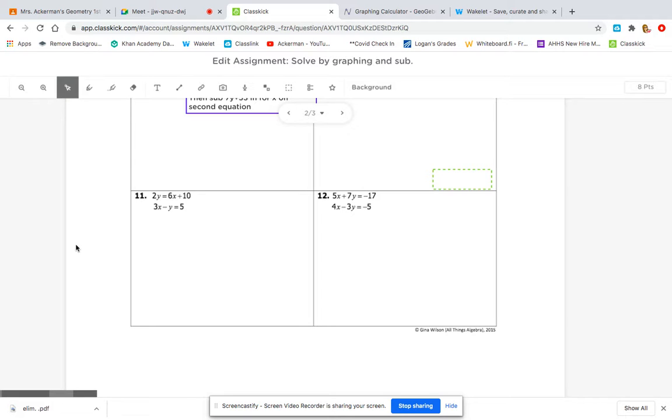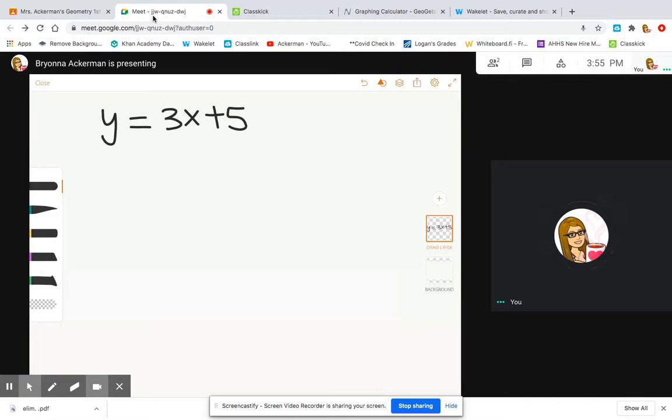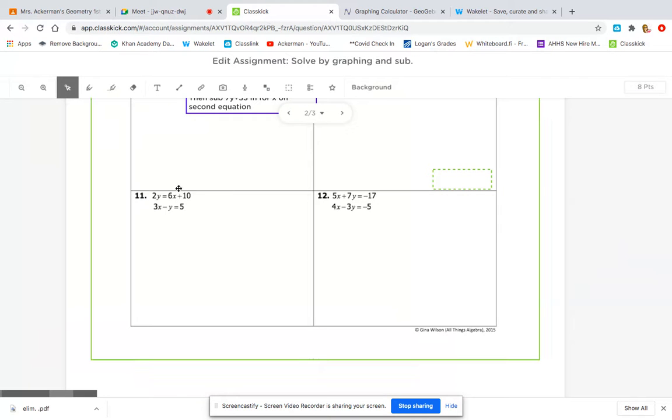So all I have to do for that first one is divide everything by 2. So I'm going to end up with y equals, and then 6x divided by 2 is going to be 3x, and then 10 divided by 2 is going to be 5. So y equals 3x plus 5. Okay? So y equals 3x plus 5. That's when I divided everything by 2 on that first problem.